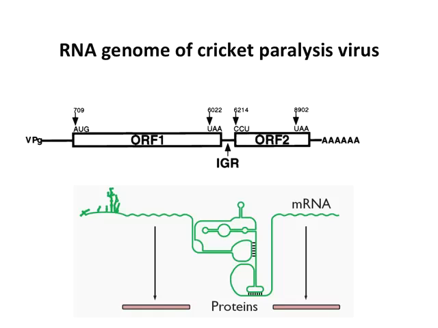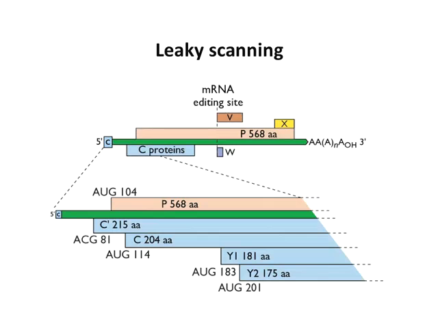Internal ribosome entry. We talked about the RNA genome of cricket paralysis virus making two proteins by putting an IRES in between them. And that's the only example I know of this. These two proteins, by the way, are in fact polyproteins on their own. So these are also processed to give more proteins.